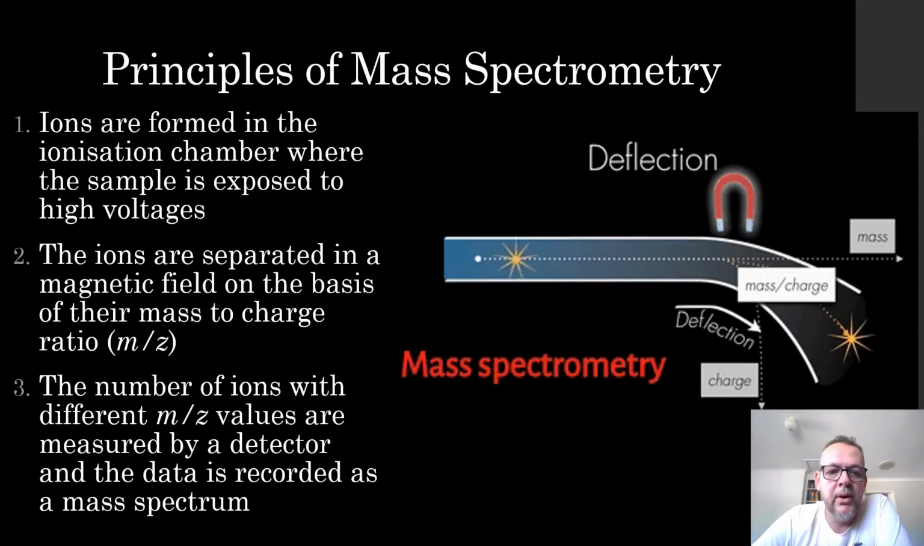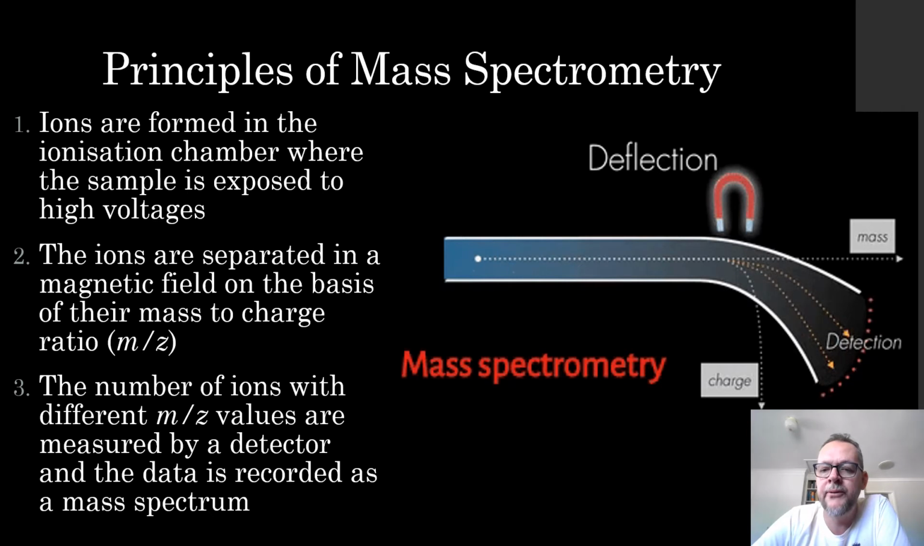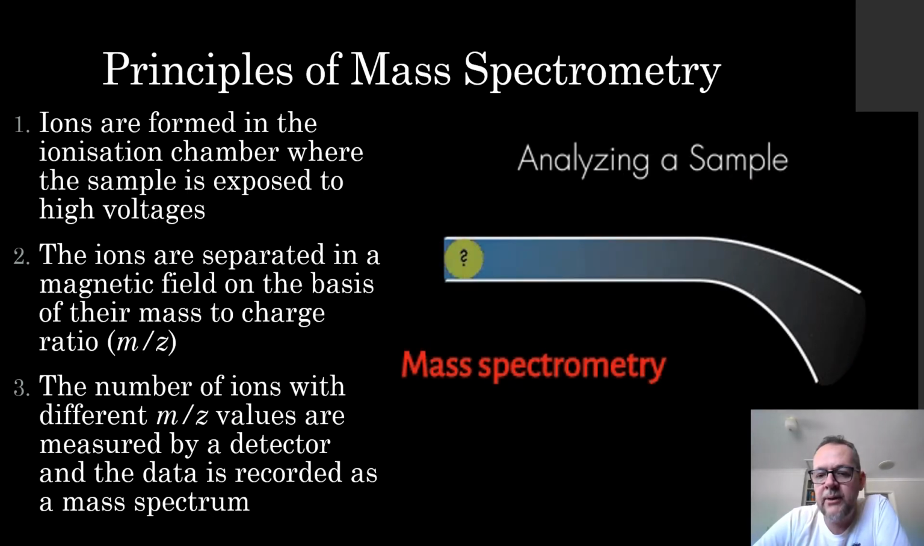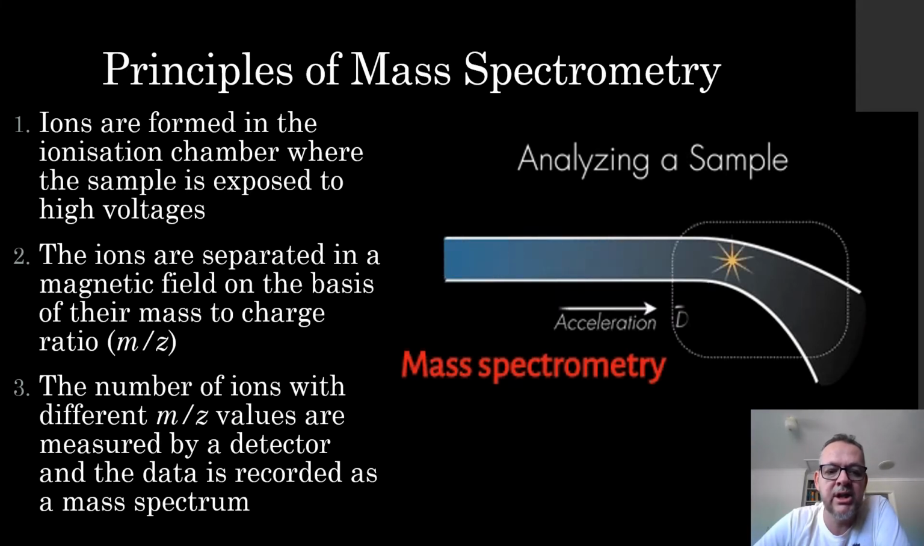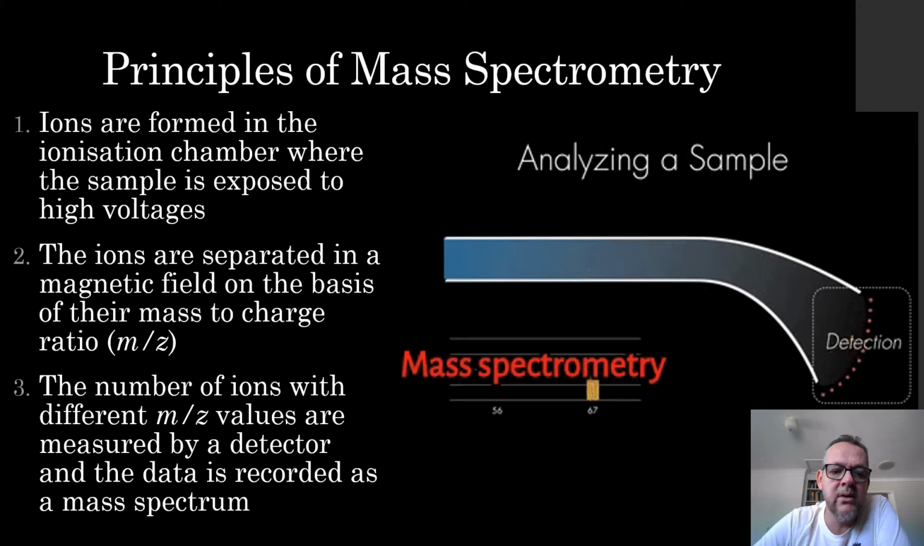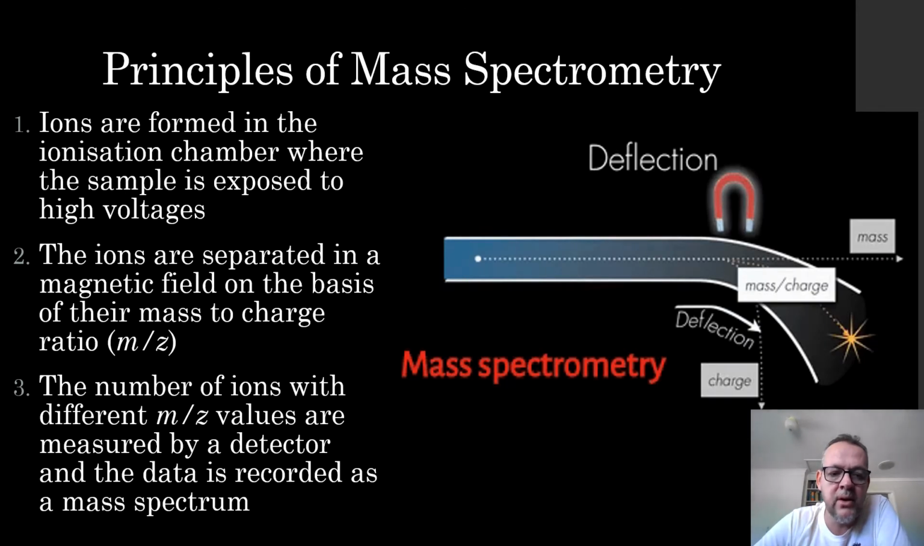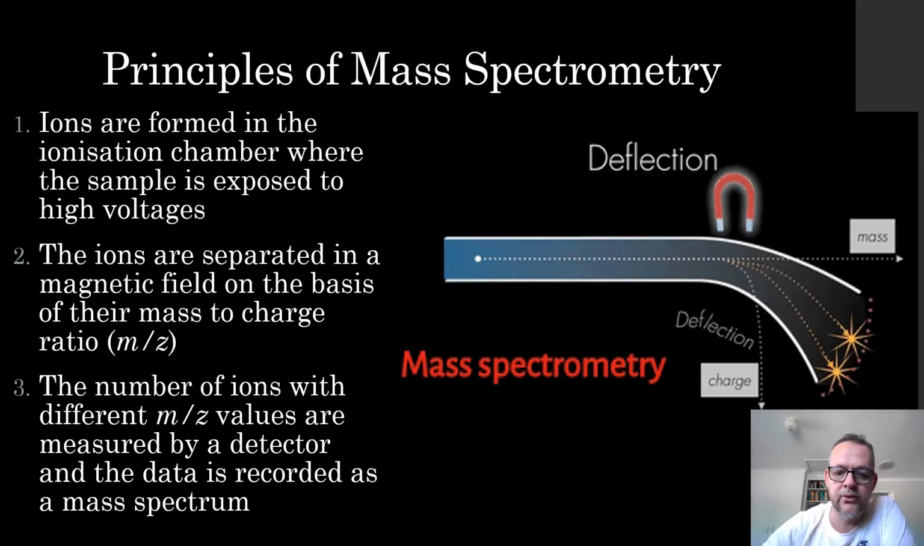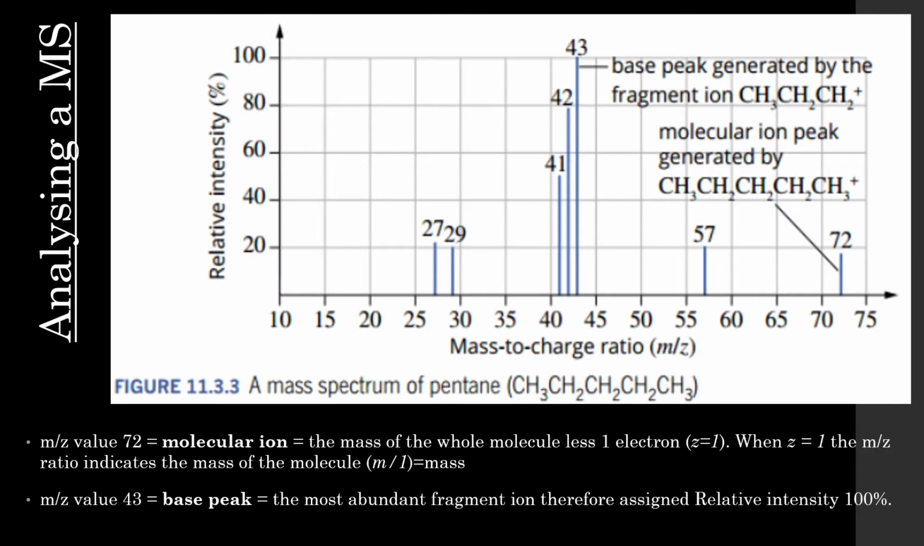So looking at the principles, what do we have? Ions are formed in the ionization chamber where the sample is exposed to high voltages. The ions are then separated in a magnetic field on the basis of their mass to charge ratio. The number of ions with different m/z values is measured by a detector, and the data is recorded as a mass spectrum. So let's analyze the mass spectrum of pentane here.